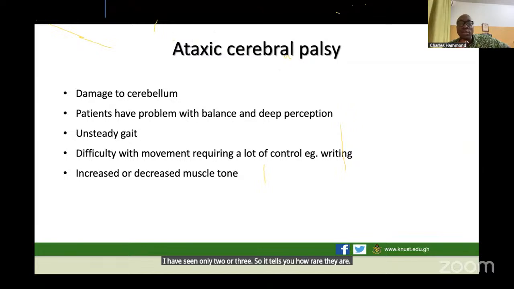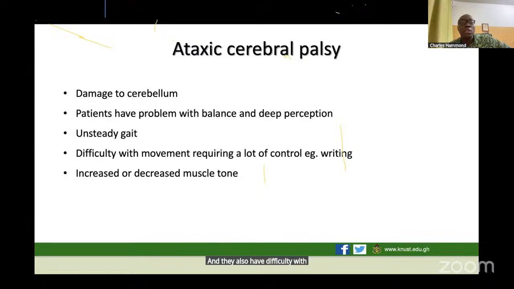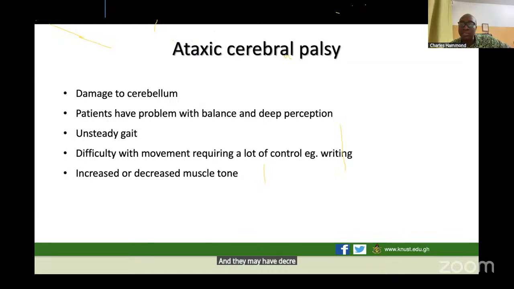These ones are because of damage to the cerebellum. And you know the cerebellum is for balance and deep perception. Because of that, they have problems with balance and unsteady gait. And they also have difficulty with movement requiring a lot of control, such as writing. And they may have decreased or increased muscle tone. But as I said, they are not very common.